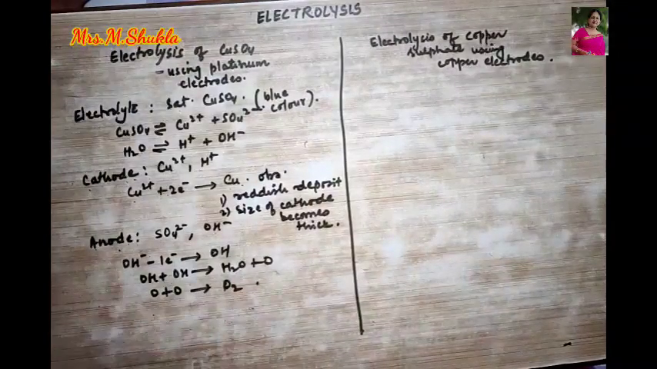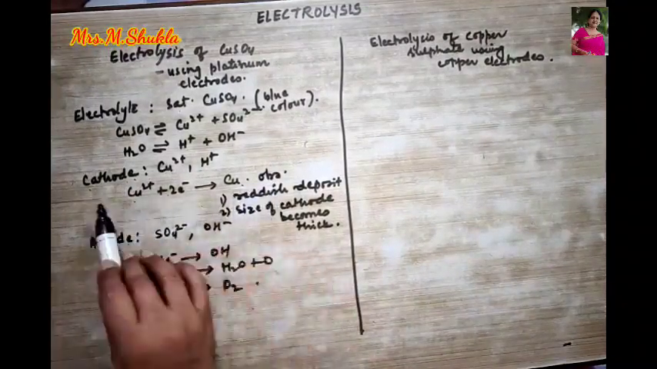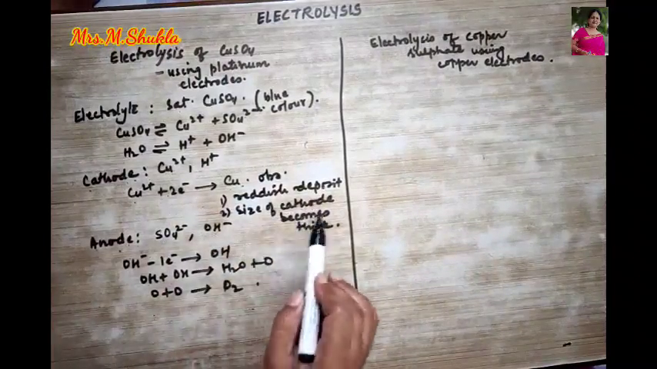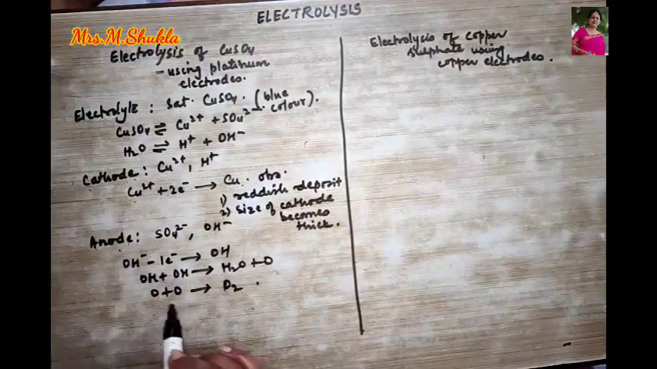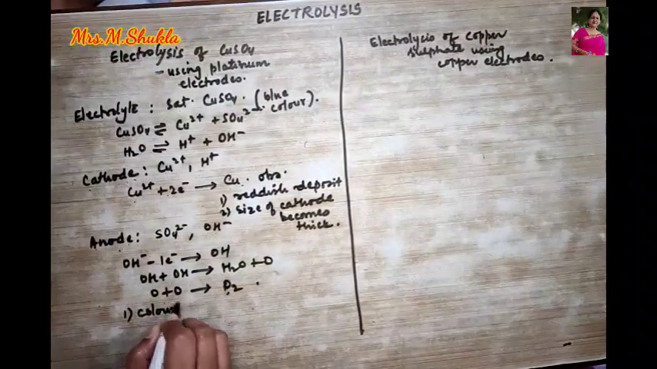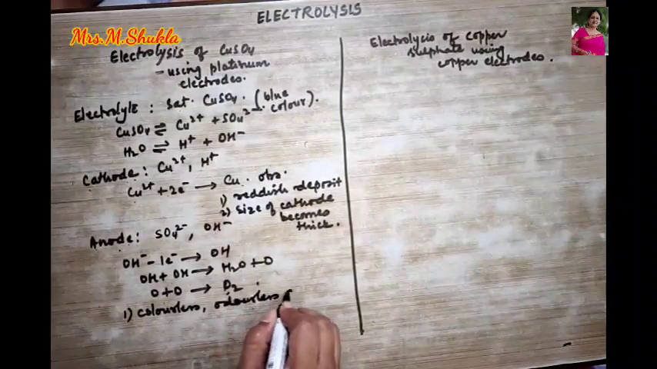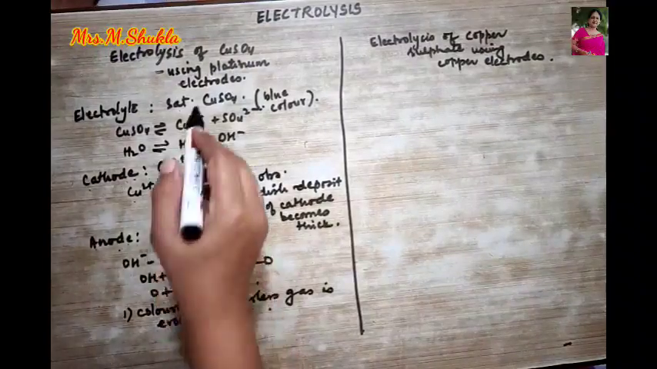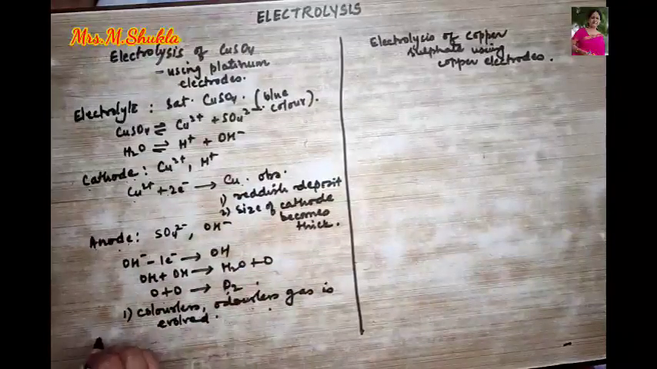Now the question is, what do you observe at cathode? Reddish deposit was seen on the cathode and the size of the cathode had become thick. What do you observe at anode? Some colorless gas has been released. First point, colorless, odorless gas is evolved, right? Now what do you observe at the end of the whole electrolysis?